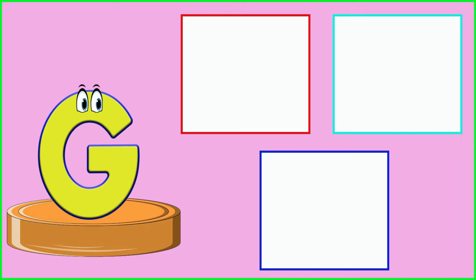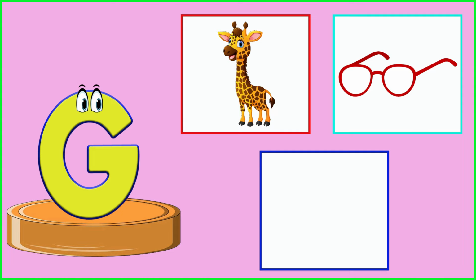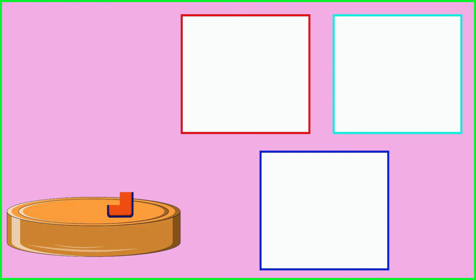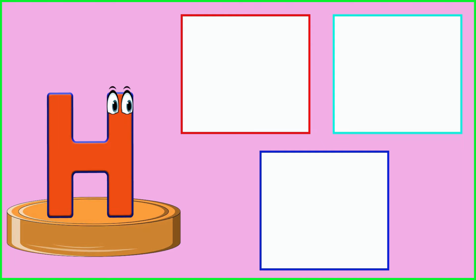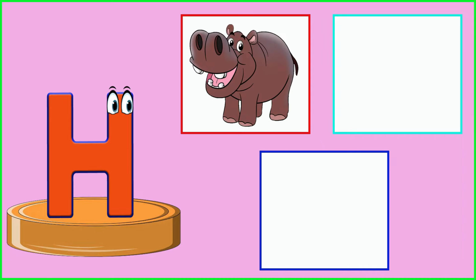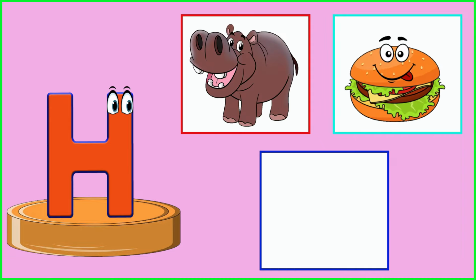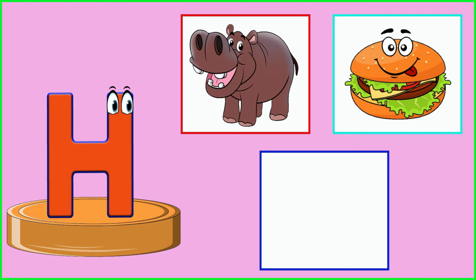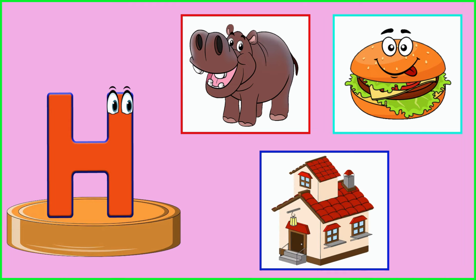G. G is for giraffe. Glasses. Grapes. H. H is for hippopotamus. Hamburger. House.